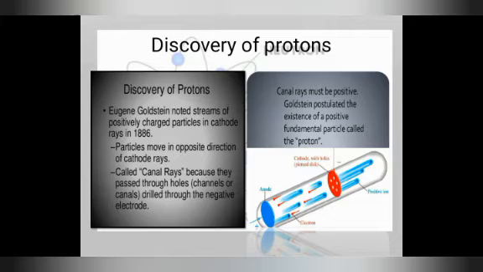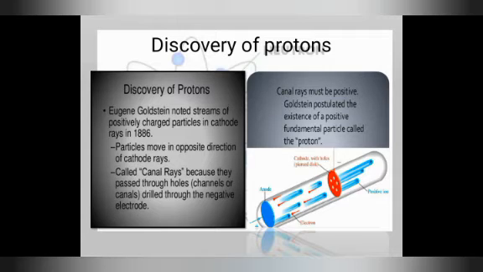After this came the discovery of the proton. The discoverer of the proton is E. Goldstein. He noted a stream of positively charged particles in cathode rays in 1886. Once the electron was discovered, with the help of a discharge tube, E. Goldstein found one more positively charged particle, the anode ray. These particles moved in the opposite direction of the cathode rays.